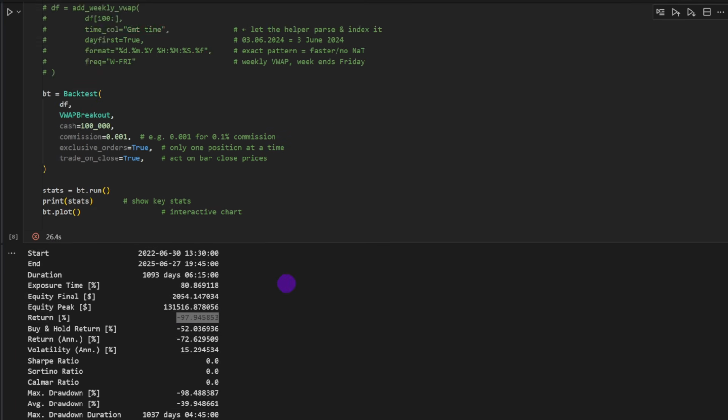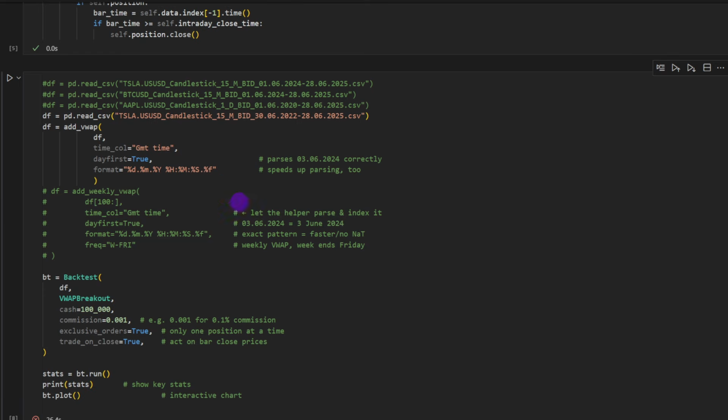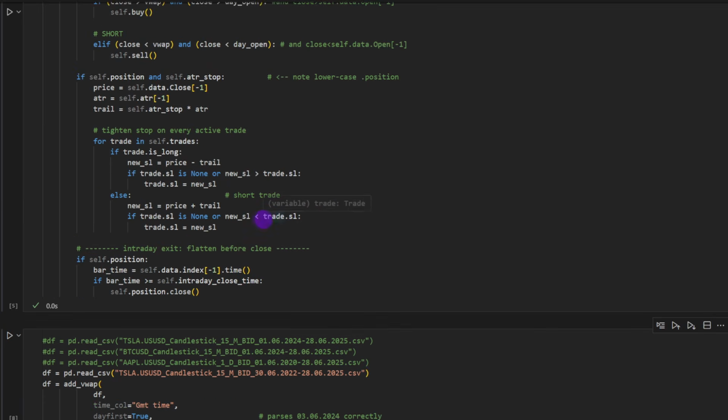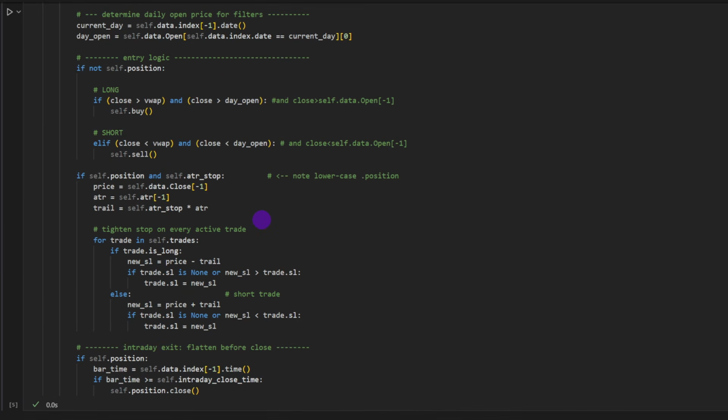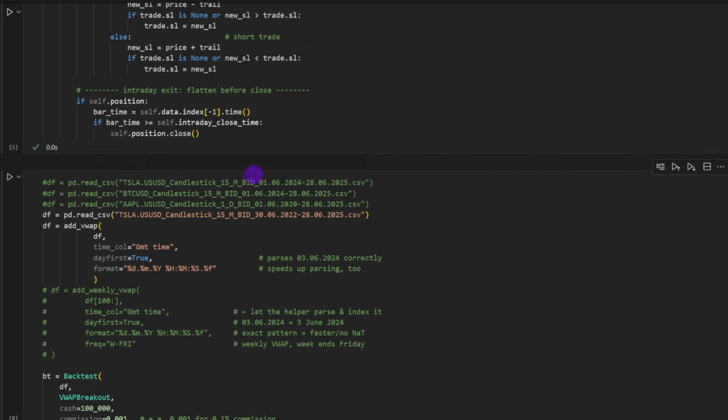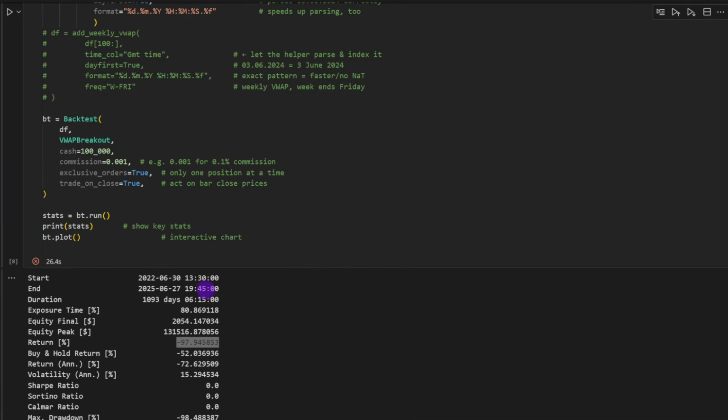Now, I still believe that the strategy, the entry points, is a good thing. So if you are trading above the VWAP, if you are trading above the opening price of the current day, you still have a good chance of winning. You need to choose a good account with a good broker to minimize the fees and the commissions.